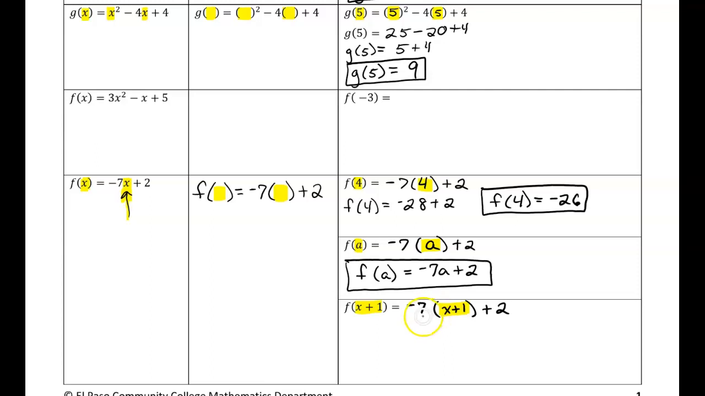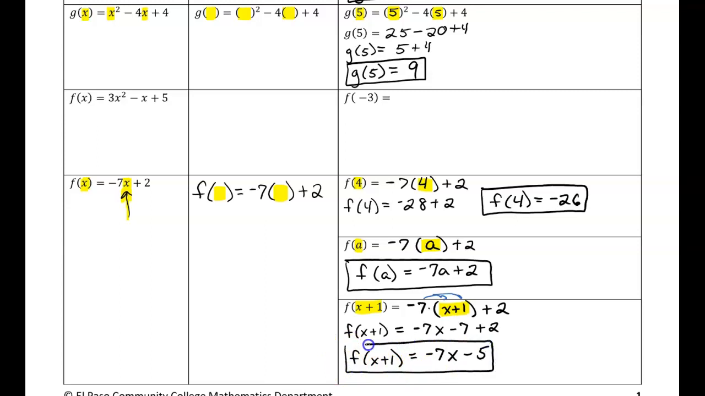Well, from this point, negative 7 parentheses x plus 1 plus 2, I can do a little bit of work. I can distribute that negative 7 through, right? Because now in this case, the parentheses does mean multiplication. And that'll give me negative 7x minus 7 plus that 2. Then I can combine my constant terms, the negative 7 plus 2. Then I'll have f of x plus 1 is equal to negative 7x minus 5.